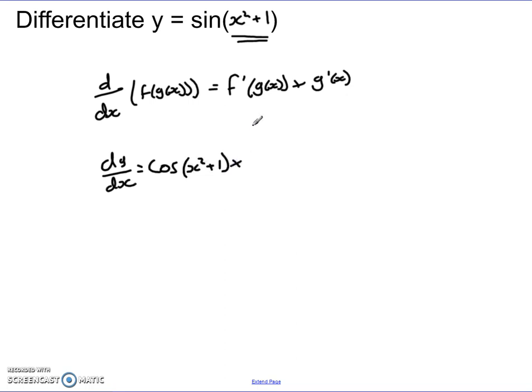Great. We then multiply it by the derivative of what's in here. So the derivative of this part here. Derivative of x squared plus 1 is 2x. So then I can say fine, so my derivative is equal to 2x cos of x squared plus 1. And that's me done. At that point I can safely say, right, I've got my derivative.